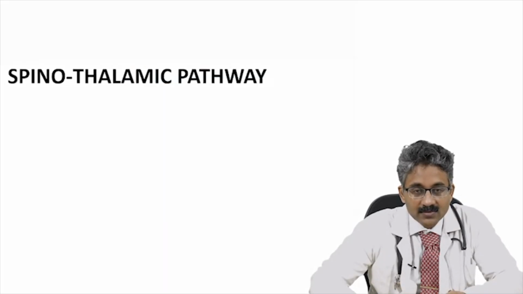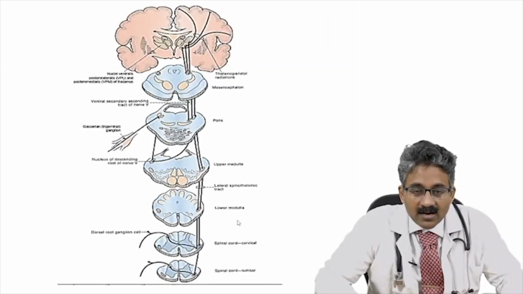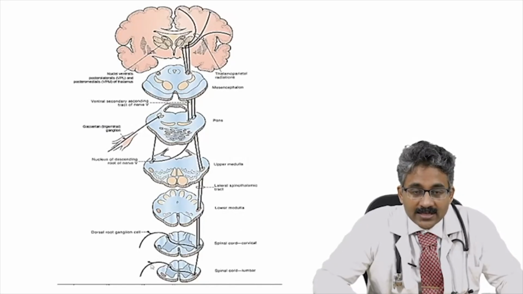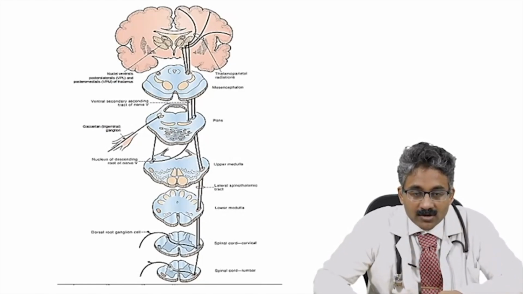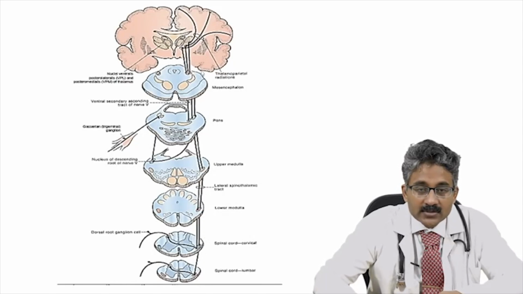Next, I'll go to the spinothalamic tract, isolated, and how it is depicted here. This is the dorsal ganglia. The fibers carrying pain and temperature synapse in the dorsal horn, cross to the opposite side, and then ascend as the lateral spinothalamic tract. Then they synapse in the thalamus and project to the cortex.